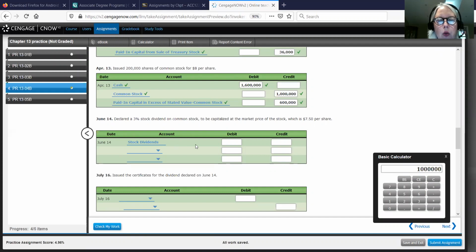And what we're going to do is determine the dollar amount of the debit to the stock dividends. Remember that we calculated the number of shares for the dividend at 24,600. So we're going to multiply that by the market price of the stock, which was $7.50, and that will give you the stock dividend dollar amount of $184,500.